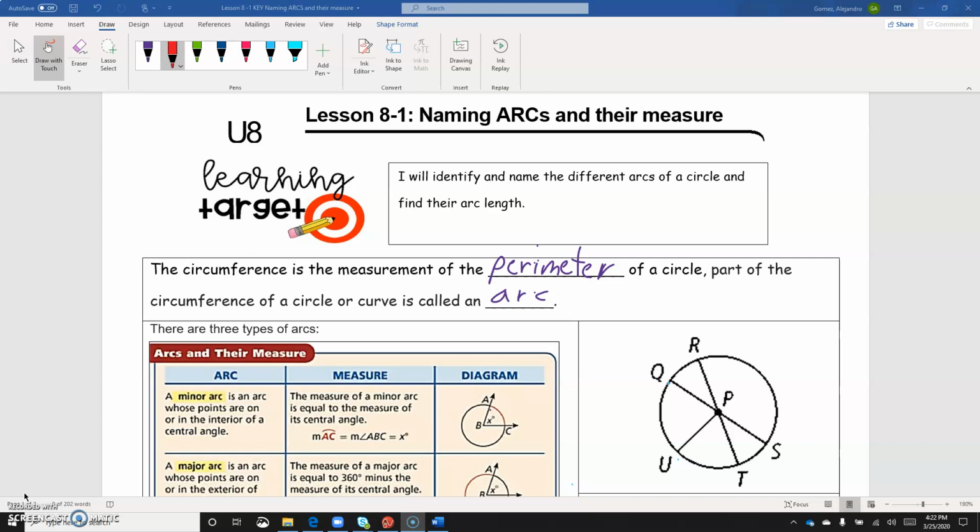Lesson 8-1, naming arcs and their measures. Our learning target will be: I will identify and name the different arcs of a circle and find their arc length. Go ahead and fill out the notes.